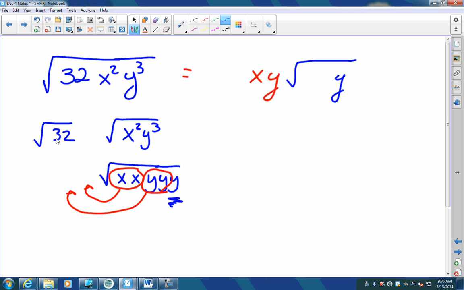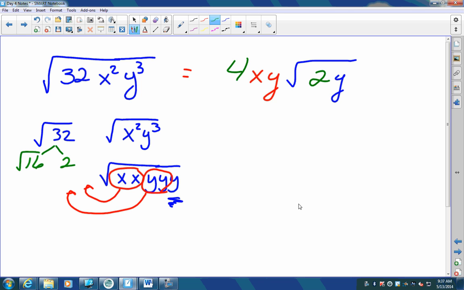But yes, now we have to do the 32. So you're going to split up the 32. That's going to be, let's see, I know that is 6 and 2. Not 6, sorry, 16. 16 and 2. 16 is a perfect square. The square root of 16 is 4. So I'll put the 4 outside, and the 2 gets left inside. So it becomes 4xy square root of 2y.